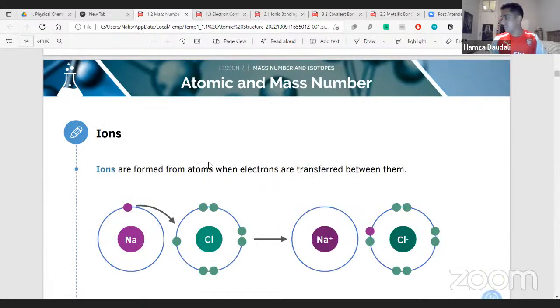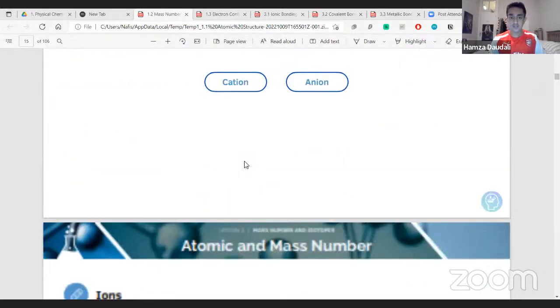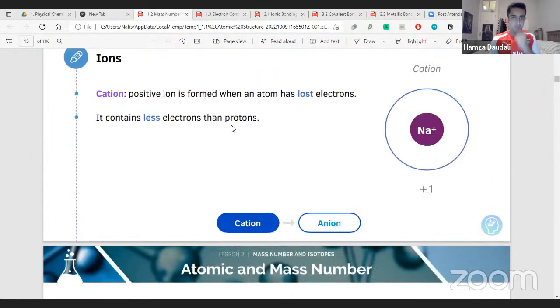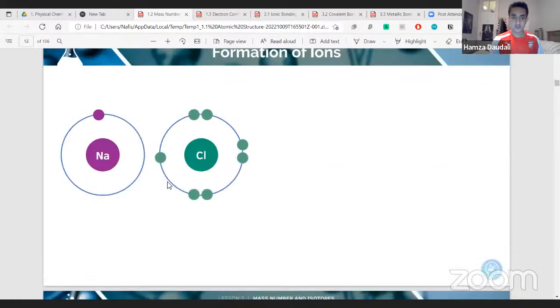Ions are formed when atoms gain or lose electrons, and electrons are transferred between atoms. The types of ions are cation and anion. A cation is a positive ion formed when an atom has lost electrons. It contains fewer electrons than protons. And an anion is a negative ion formed when an atom has gained electrons. It contains more electrons than protons.